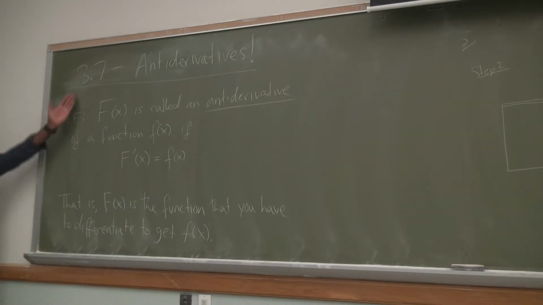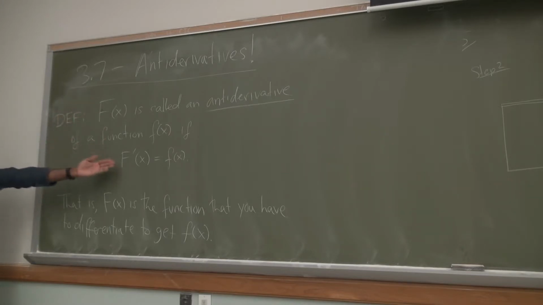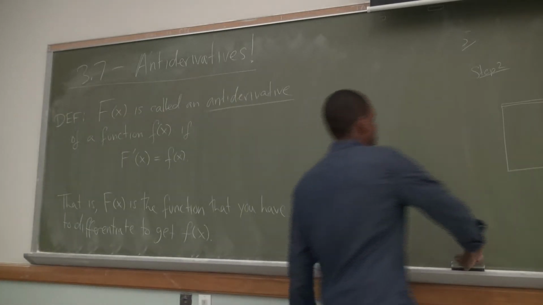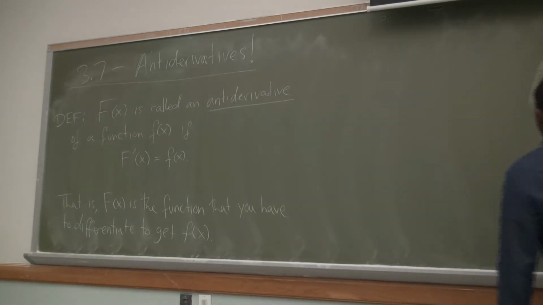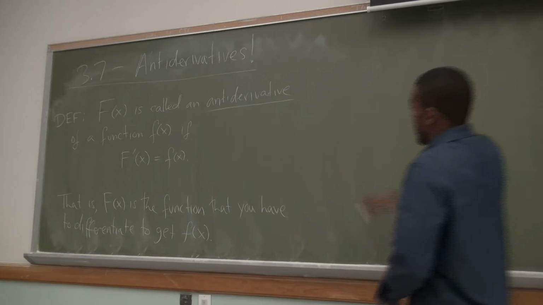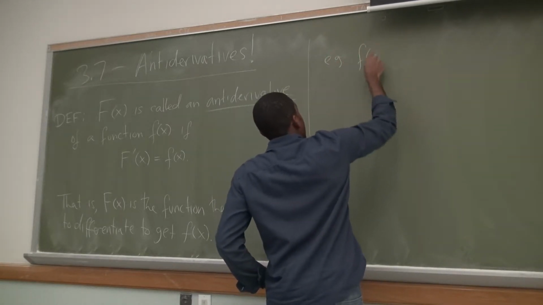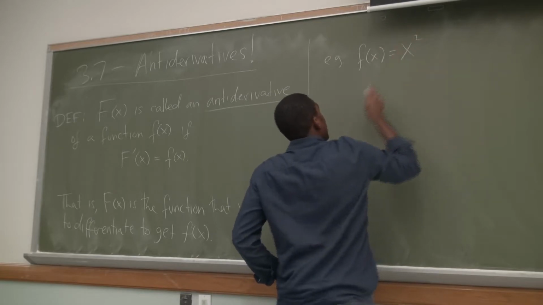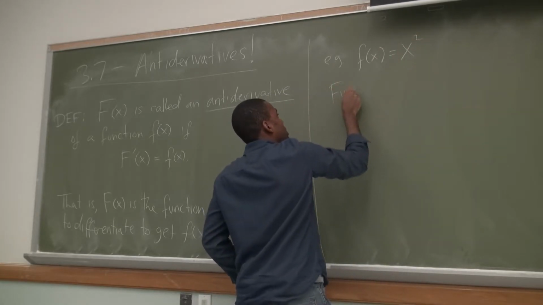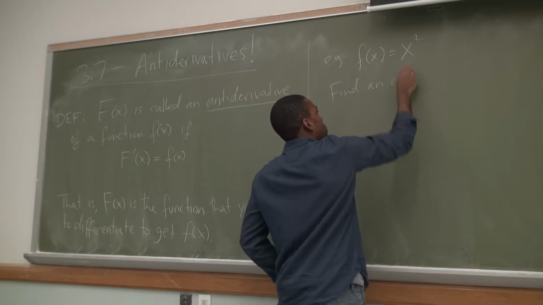So this is the definition of an antiderivative. It is just a function that when you differentiate it, you get some other function, right? Let me give you an example. Example: f of x equals x squared. Find an antiderivative.